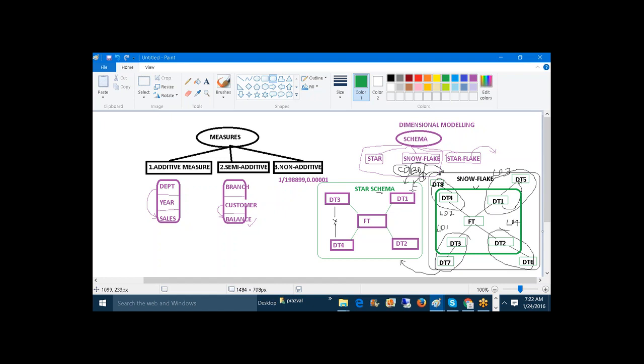So it's all about the basics of the data warehouse. To work with any BI application, you need these basics. Without these basics, you cannot work properly in real time.